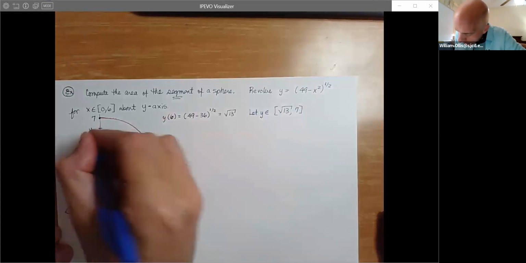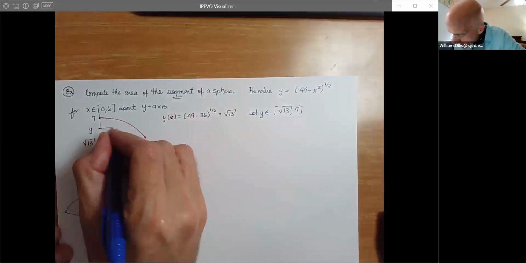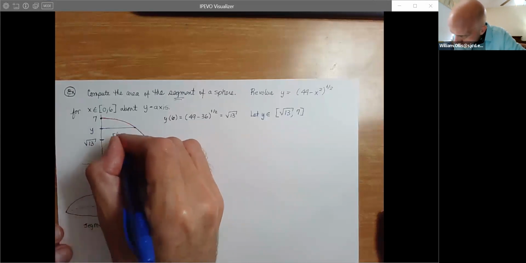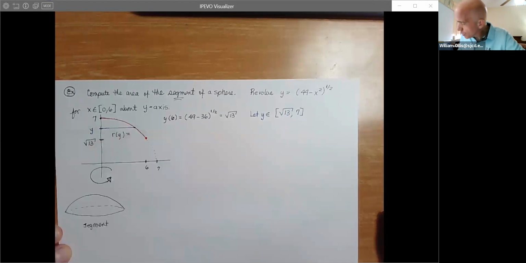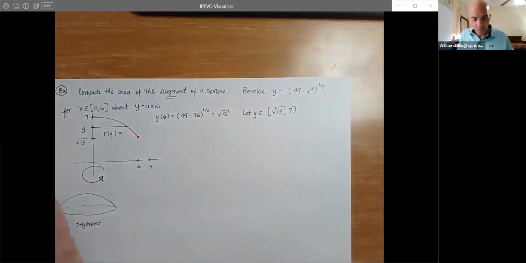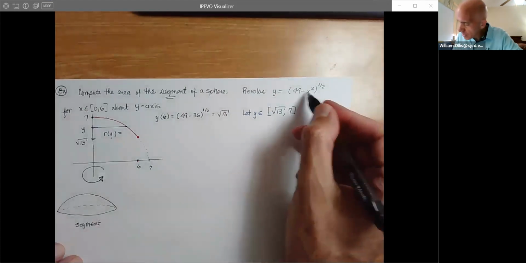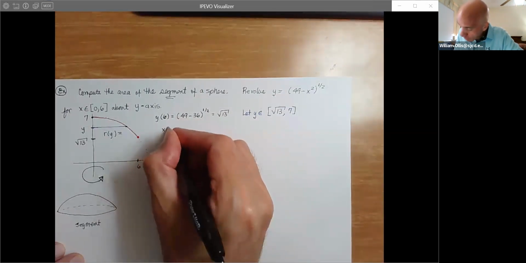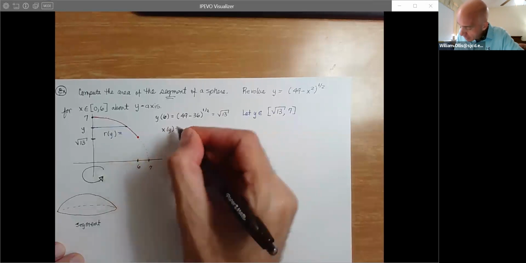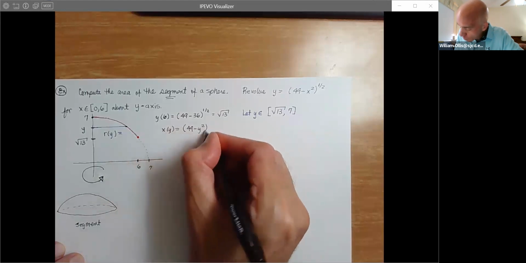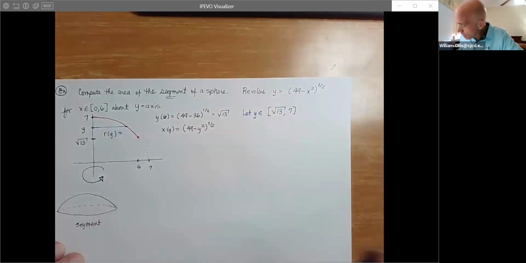So we'll pick a y, and then of course the distance here to the axis of revolution will be r of y. So let's go ahead and see what that is. It's easy to do. I mean, we just flip everything around. Notice that in this particular case, when we solve for x, this is symmetric in x and y. We have x of y is just 49 minus y squared to the 1/2. So that's what goes here.